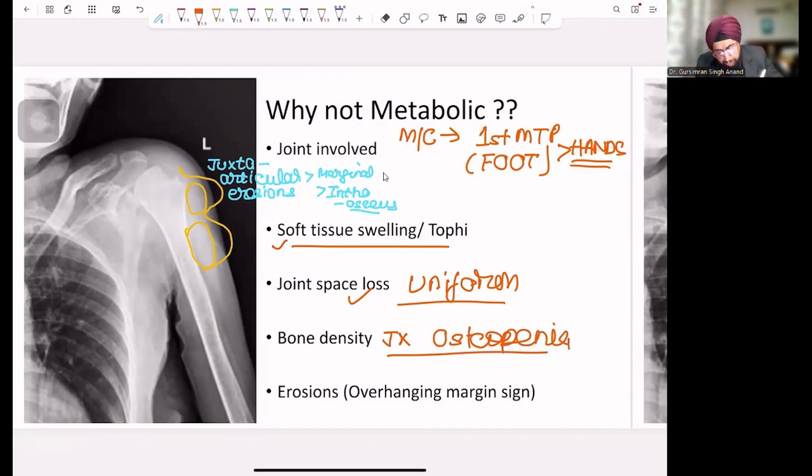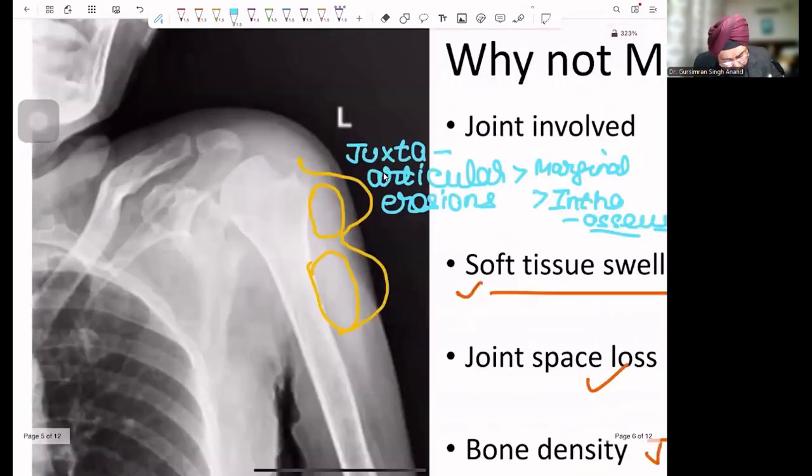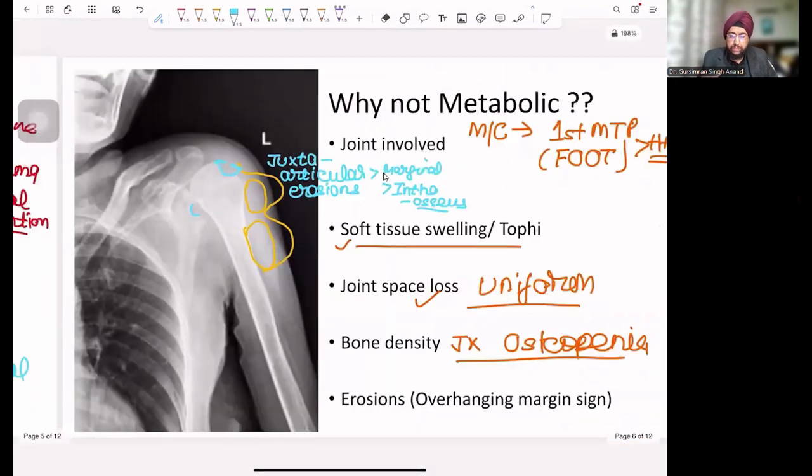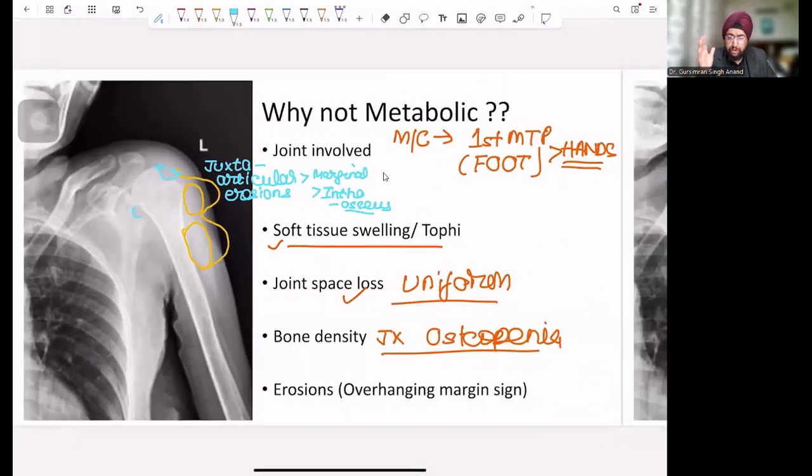If you look at the type of erosions, we do not see any juxta-articular erosions. Plus, the erosions which we are seeing here, we are not getting any overhanging margin sign, which is a very classical characteristic sign for gouty arthritis. We do not see that sign here, and the erosions are marginal and intraosseous here. But for metabolic arthritis, we require at least juxta-articular erosions.